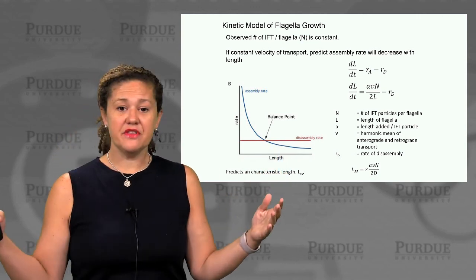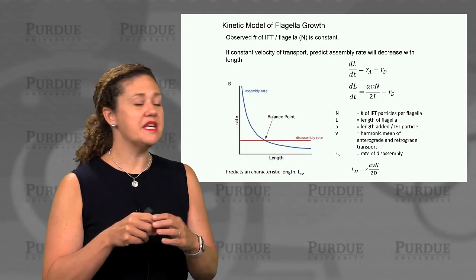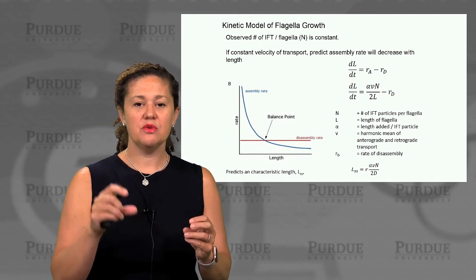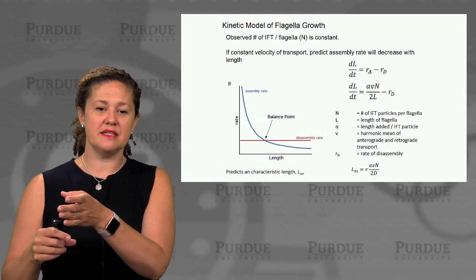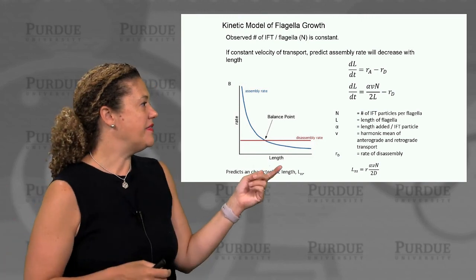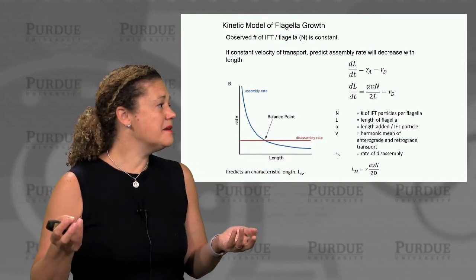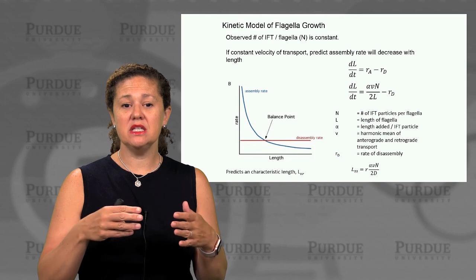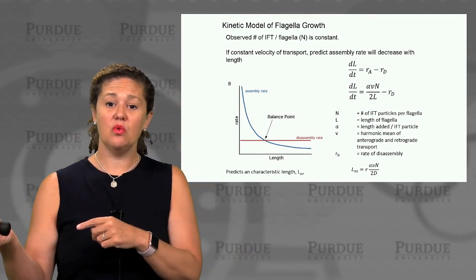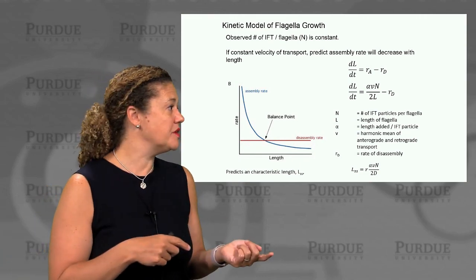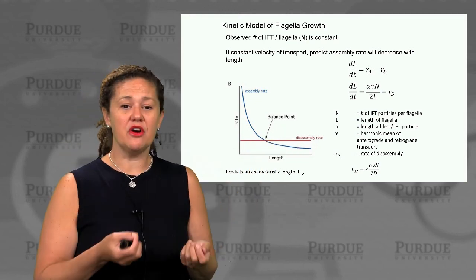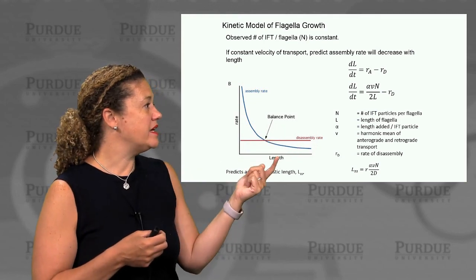Divided by the length of the flagella, times the length added per IFT particle or unit. In other words, when that unit arrives and gets assembled at the tip, how much length is added to the flagella at that point. Times the mean transport rate, both anterograde and retrograde, in other words, going away from the cell body and back toward the cell body. Then times that term, we have our full term representing the rate of assembly growth.